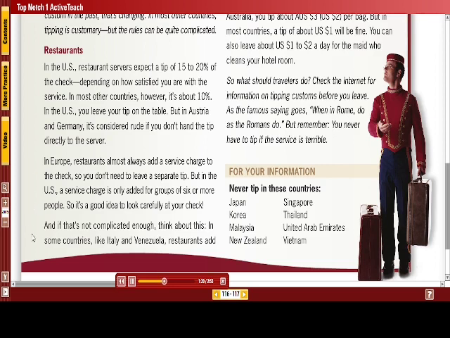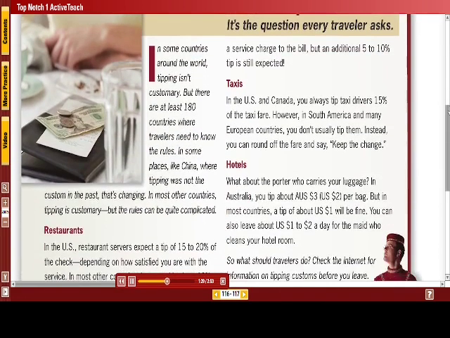And if that's not complicated enough, think about this. In some countries, like Italy and Venezuela, restaurants add a service charge to the bill, but an additional 5 to 10% tip is still expected. Taxis. In the U.S. and Canada, you always tip taxi drivers 15% of the taxi fare. However, in South America and many European countries, you don't usually tip them. Instead, you can round off the fare and say, "Keep the change."